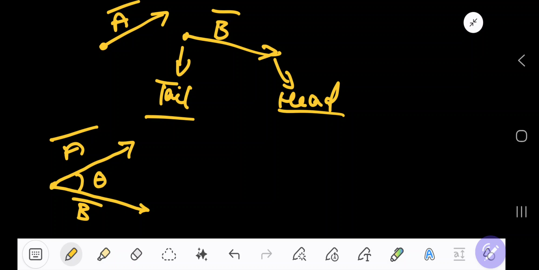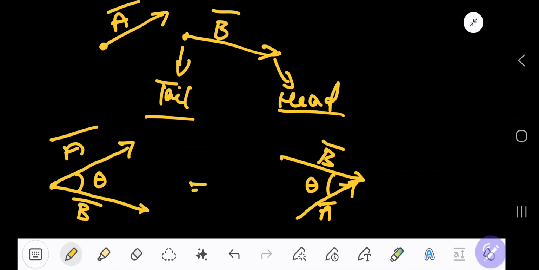Suppose this angle is theta. So you rearrange the vectors in such a way that their tails join. You can also rearrange them in such a way that their heads join. You can take vector A in this case, keep vector B the same, and put vector A in such a way that the head of vector A connects to vector B. So it would look something like this. This is vector A bar. So this is also angle theta. These both angles are equal.